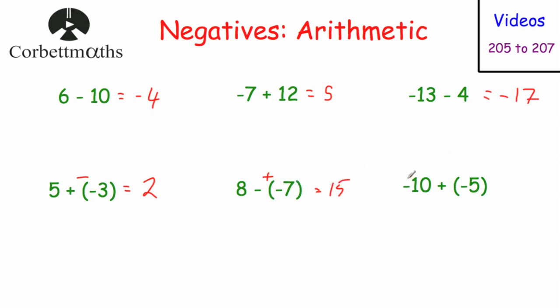And our last question here, we've got negative 10. Now we're adding negative 5. Now when you add a positive number, it goes up. When you add a negative number, it goes down. So we're going to be adding a negative, which is the same as taking away. So we've got negative 10 take away 5. And negative 10 take away 5 would be negative 15. And that's it. Okay, let's have a look at our next topic.